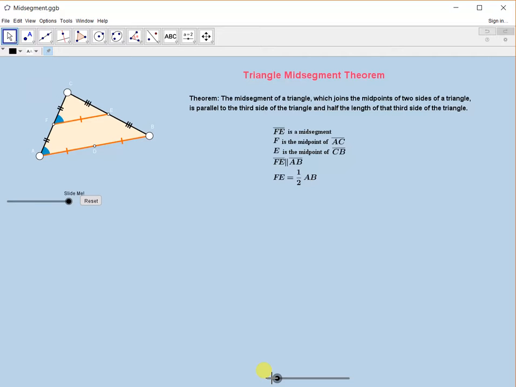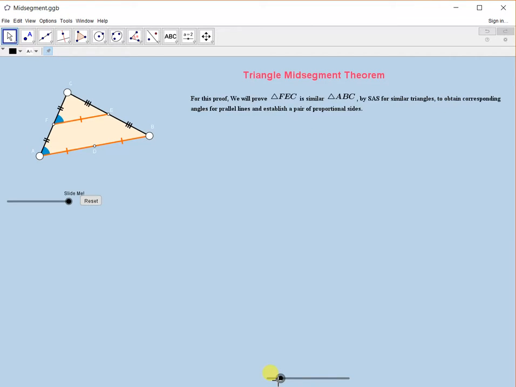So for the actual part of the theorem, we can see that FE is going to be parallel to AB, which is the third side of the triangle, and that FE is also half the length of AB. We want to prove this theorem, but in order for us to prove this theorem, we have to first prove that FEC is going to be a similar triangle to triangle ABC using the SAS or the side angle side similarity of triangles so that we can obtain corresponding angles for parallel lines and establish a pair of proportional sides.